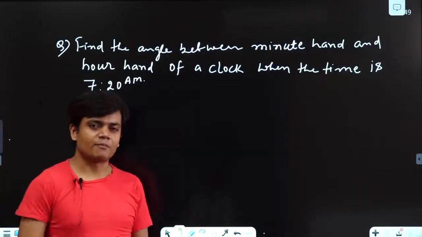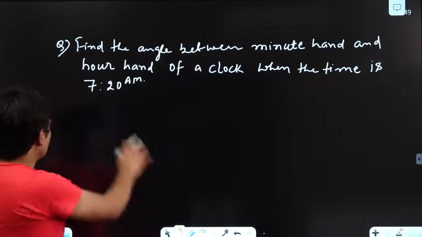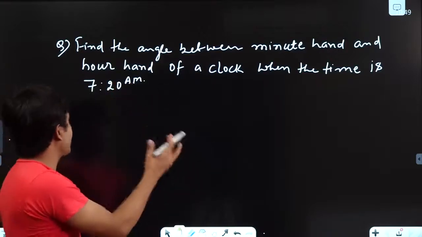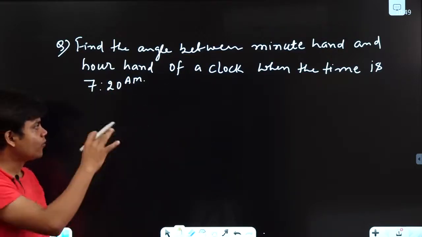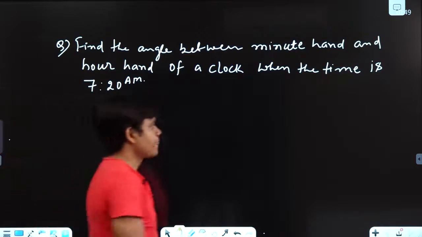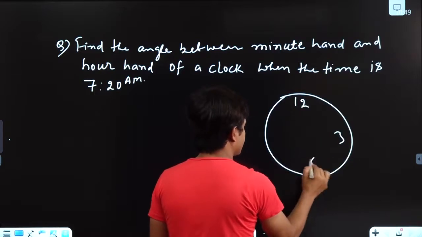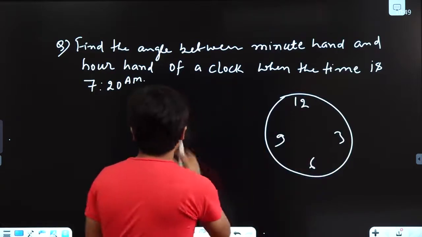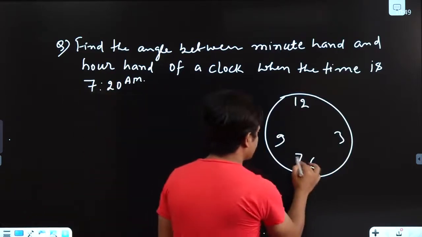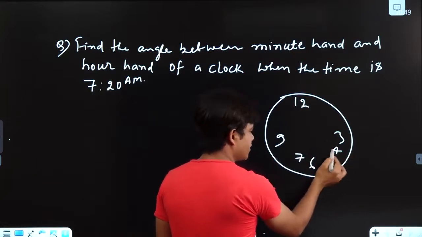So let's have some practical problems, right? Find the angle between the minute hand and hour hand of a clock when the time is 7:20 a.m. So let's draw a clock over here, 12, 3, 6 and 9. And what is the time? 7:20.